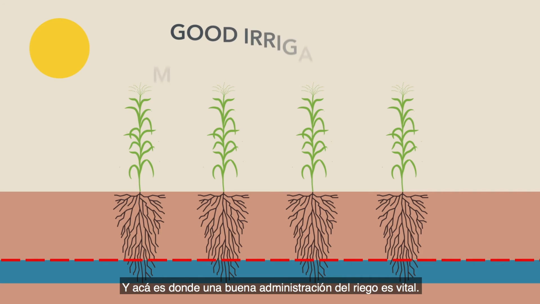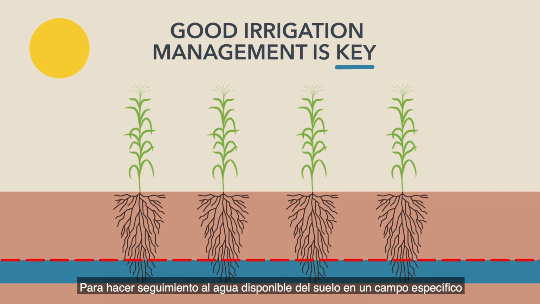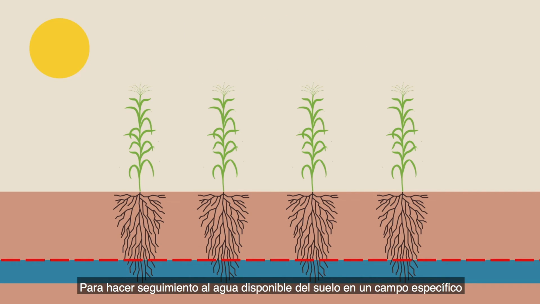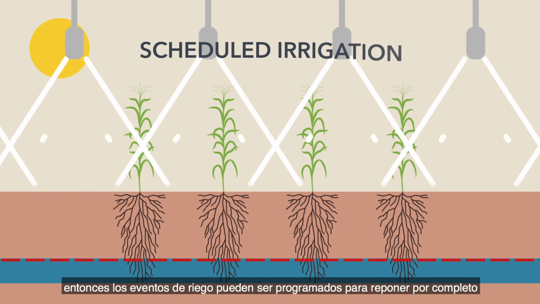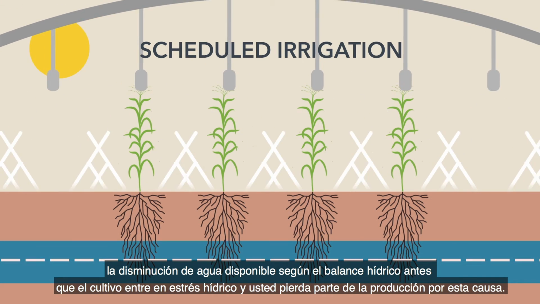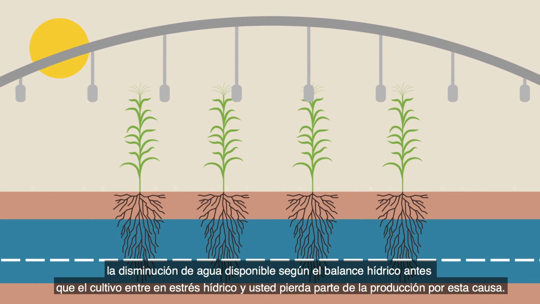This is where good irrigation management is key. By tracking the available water throughout the field, irrigations can then be scheduled to replenish the depleted water balance before this yield-reducing crop stress point is reached.